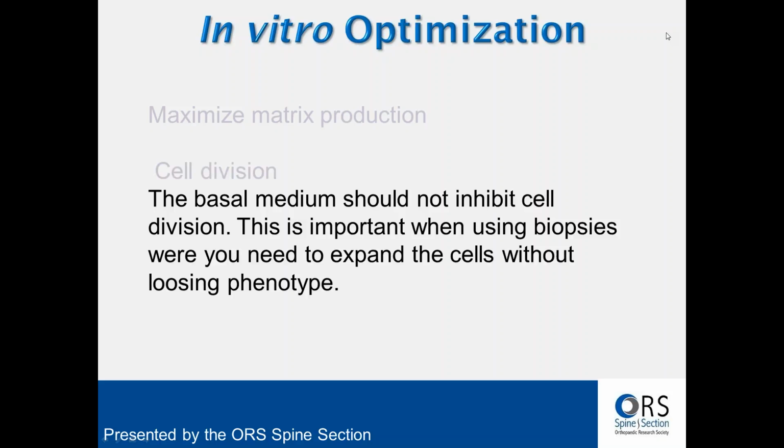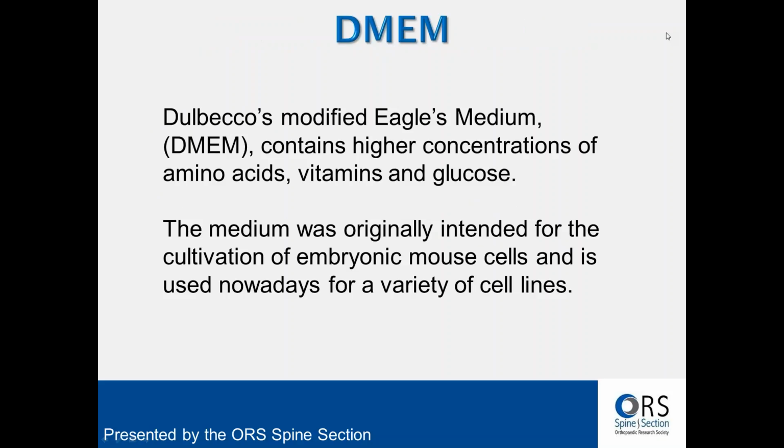Now, I come to DMEM, which is Dulbecco's modified Eagle's medium. It contains higher concentrations of amino acids, vitamins, and glucose, etc. But this medium was originally intended for the culture of embryonic mouse cells. They never thought about the disc at all. So this was developed years ago in the 40s. But this is a media that is used for a variety of cells simply because it keeps the cells alive. But we are in a different generation. I think it's important for us to be able to have a media that is specific for disc cells, and even a media that is specific for chondrocytes. So this is very, very important.